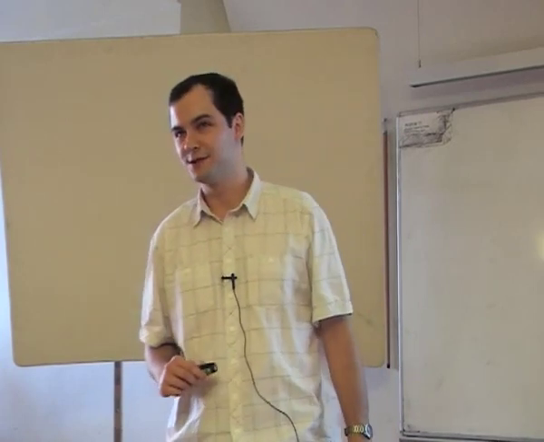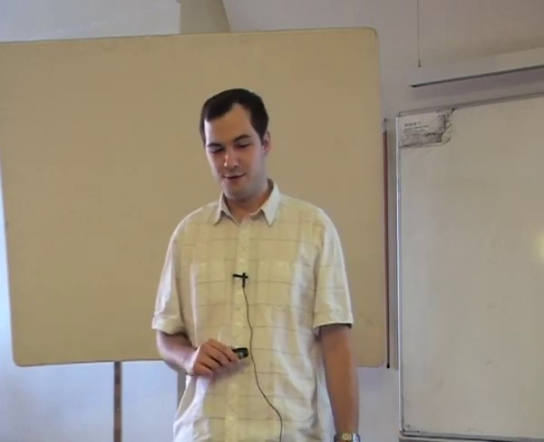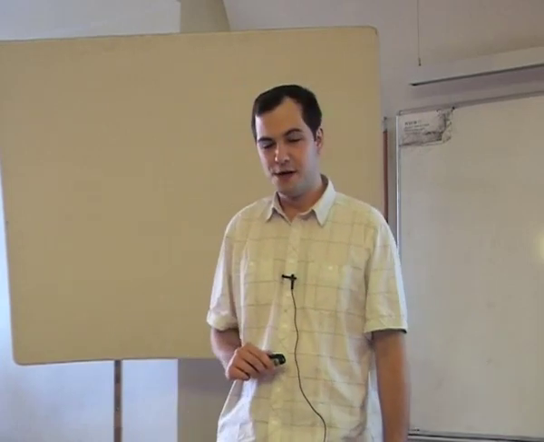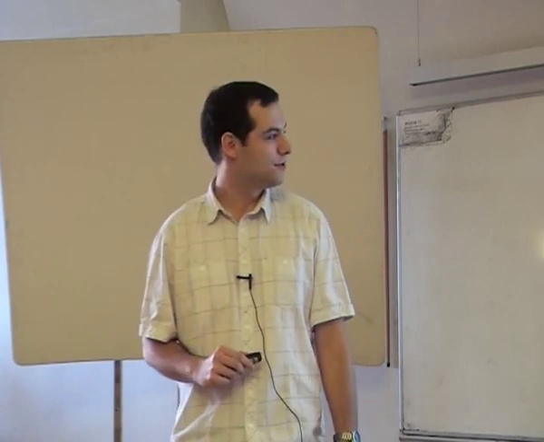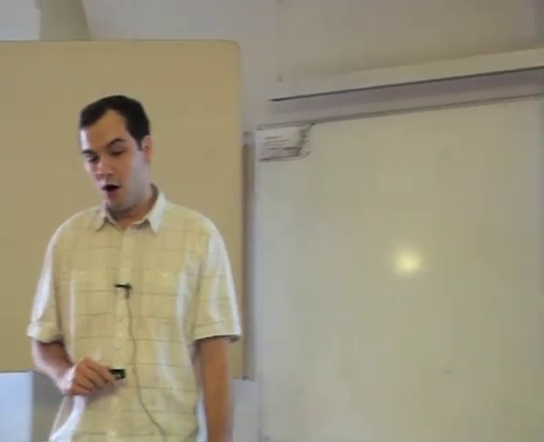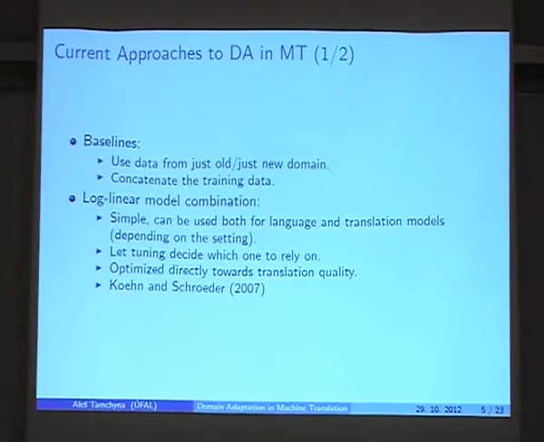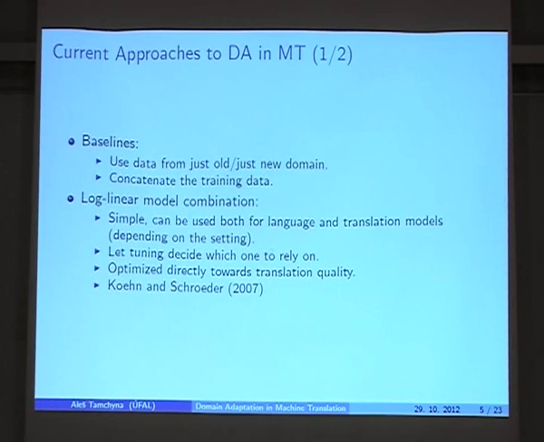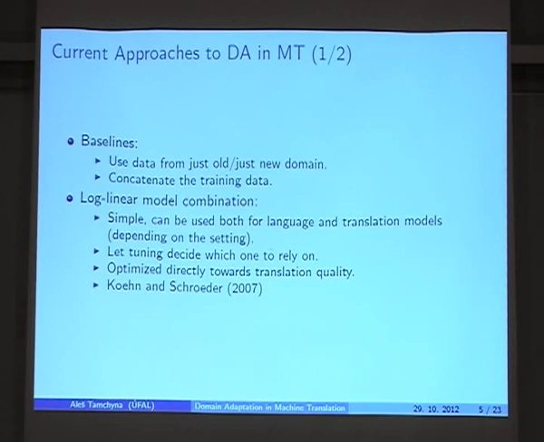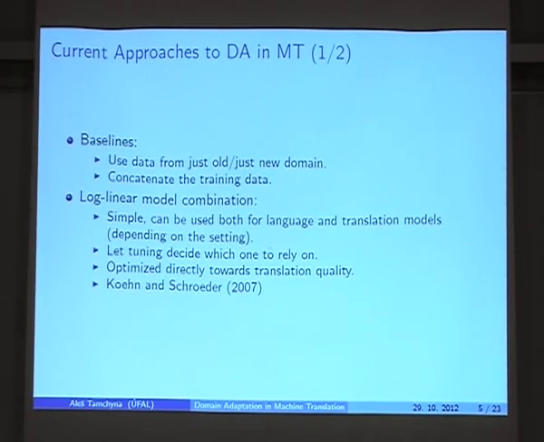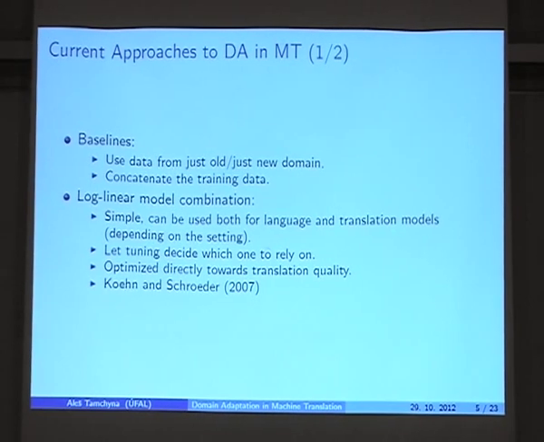So what are the current approaches to domain adaptation? What can we learn from? What can we build on? The baseline approaches are quite simple. Just use the old, just use the new data. Or you can concatenate them, and this is not going to work very well because usually you won't be able to get much above the performance on the old domain. And if the new domain is very different and you have very little data, then you will actually decrease the translation performance, even compared to using just the new data.